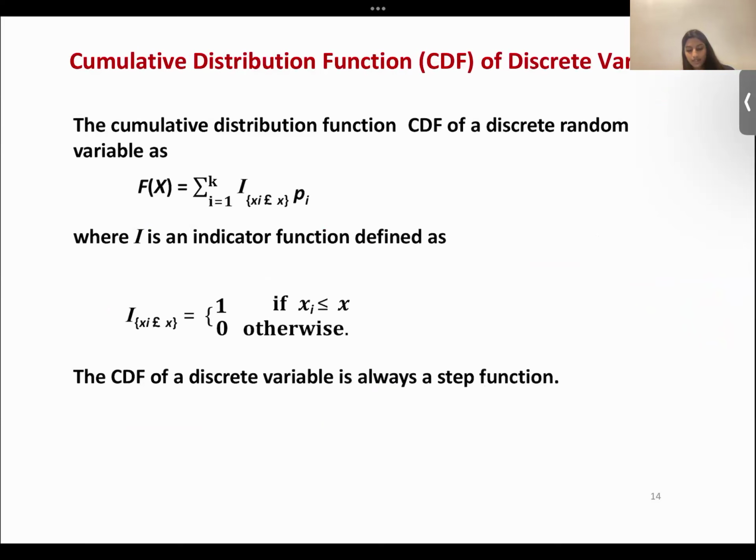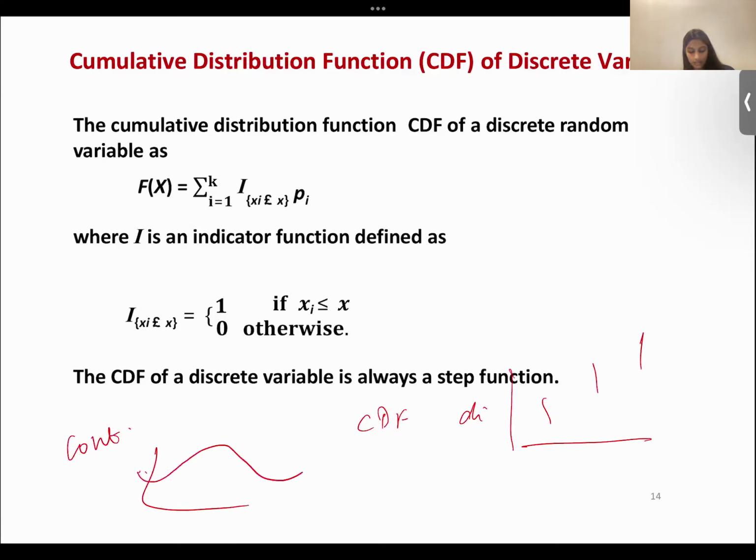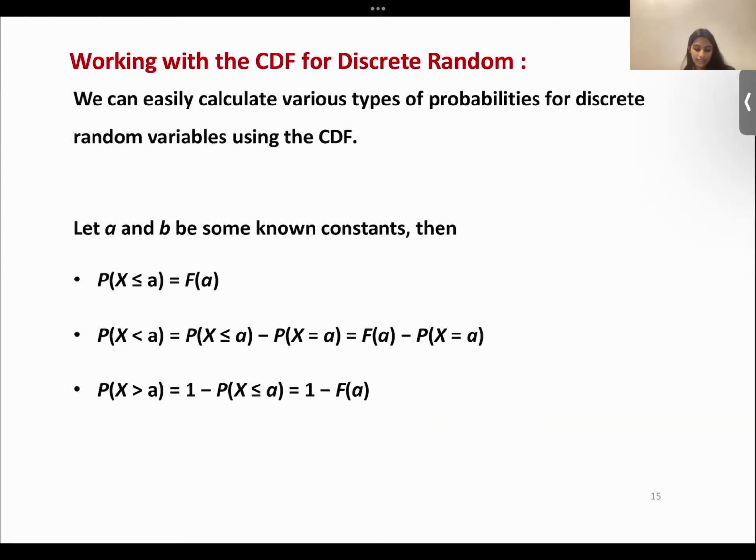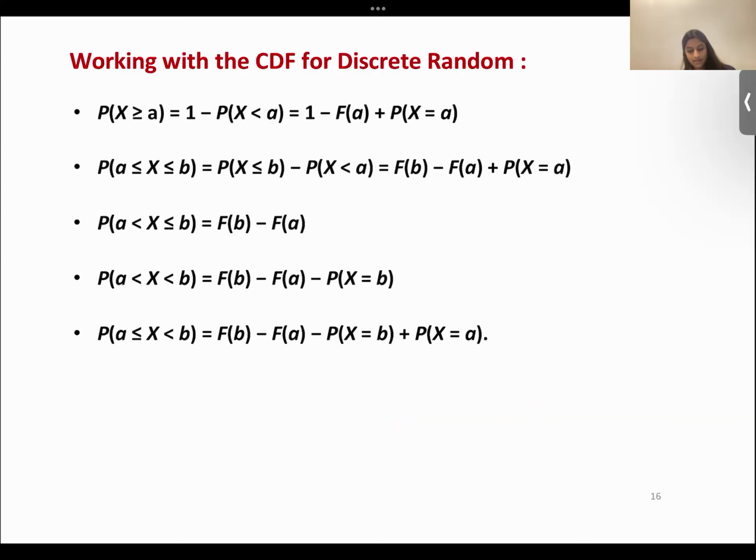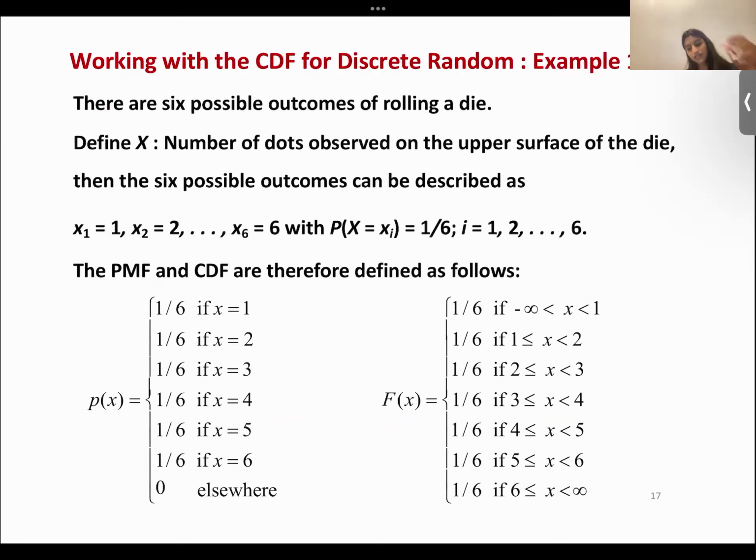And here, the cumulative distribution function, the CDF of a discrete random variable, is always a step function. We'll see what that is. For a continuous variable, it was a continuous function. But here you'll have something like a step function. These are the formulas you have to know how to compute. These are just some examples of how you define these functions.